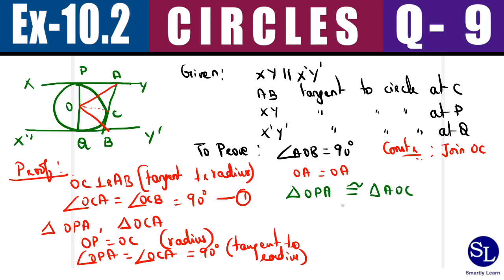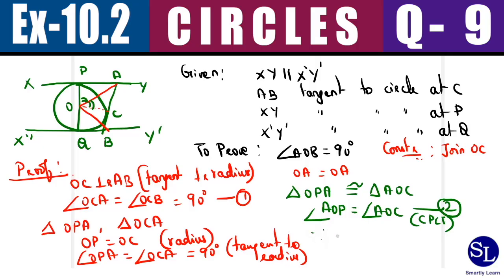Now that we have established this, we can say that angle AOP will be equal to angle AOC. Let's mark this as equation number 2. This angle is equal to angle AOC by CPCT of our congruency.